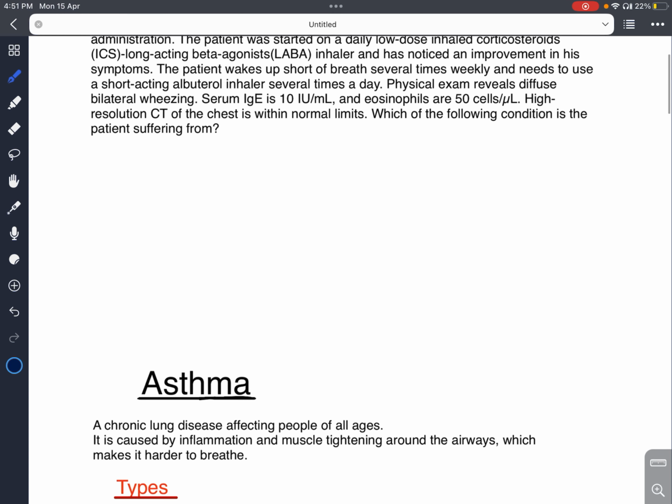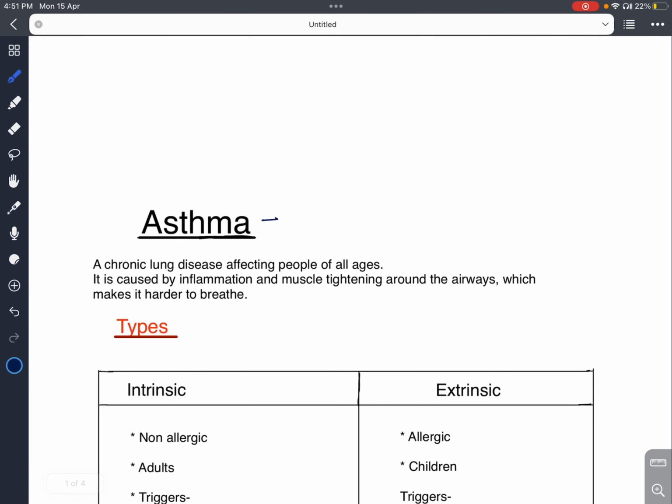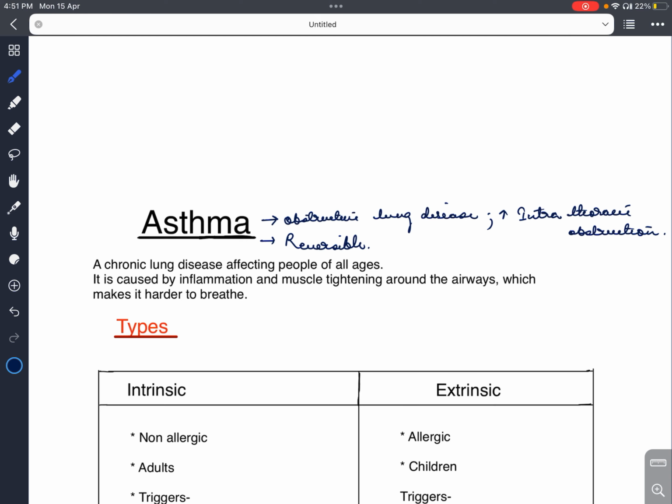Now, what is this asthma? Asthma is a type of obstructive lung disease, and it occurs due to increased intrathoracic obstruction. It is a reversible condition. It is perfectly reversible if properly managed.